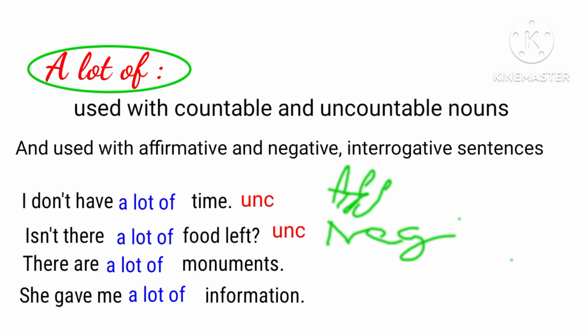And next example: there are a lot of monuments. Here monuments is a countable noun, we use a lot of. And he gave me a lot of information. Here information is an uncountable noun, we use a lot of.